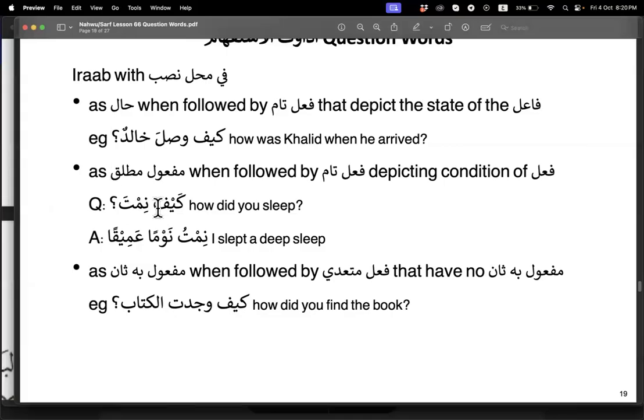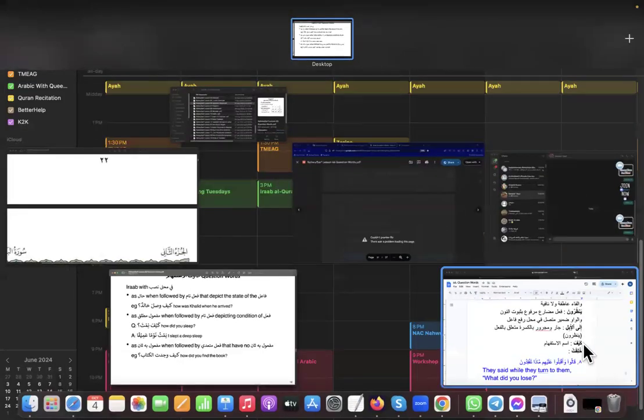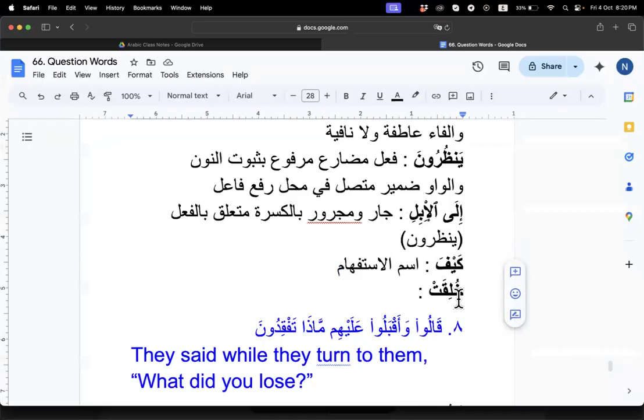Kaifa nimta? How did you sleep? The sleep, asking about the sleep. The answer is, I slept a deep sleep. So is it either one of these, hal or maf'ul mutlaq? What do you think? Kaifa khuliqat? How it was created. Oh, this one is hal.